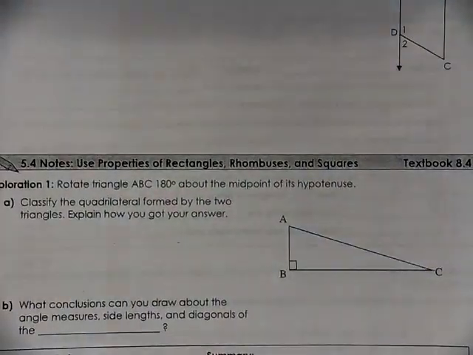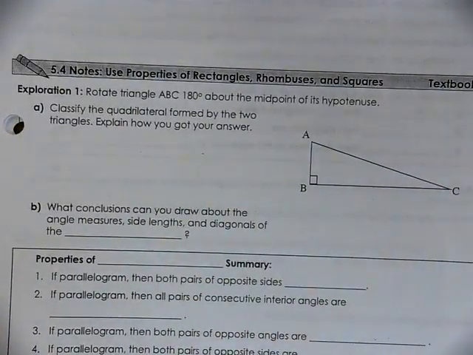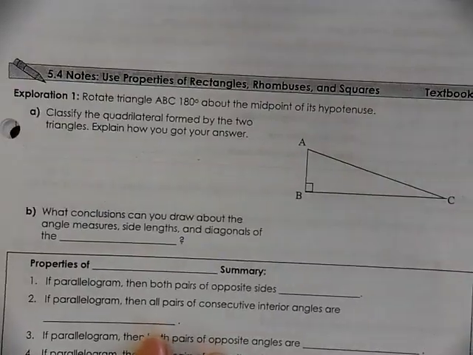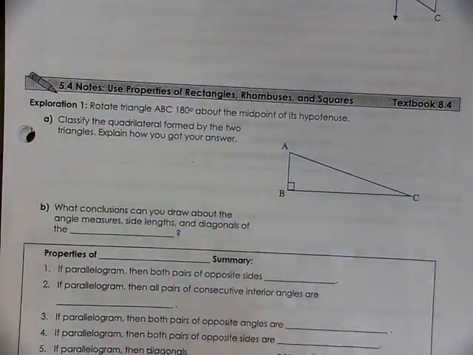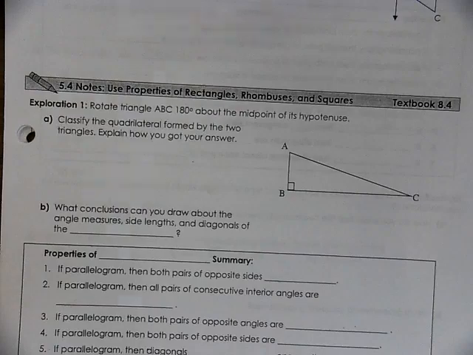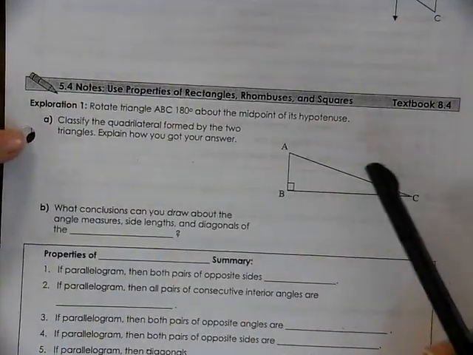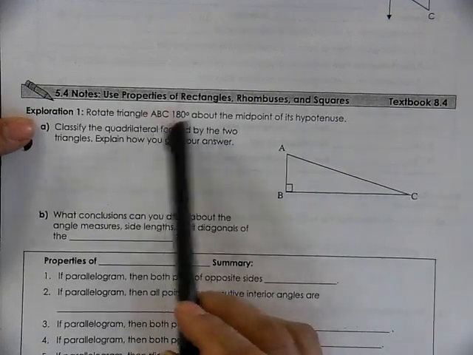But let's go down here to the bottom where we're talking about properties of rectangles, rhombus, and squares. And so there's a quick exploration. It is similar to what we did when we first started 5.1 on Tuesday, where we talked about the different triangles that we could take and try to rotate or reflect, different transformations that we could take. So this first one says to rotate triangle ABC.